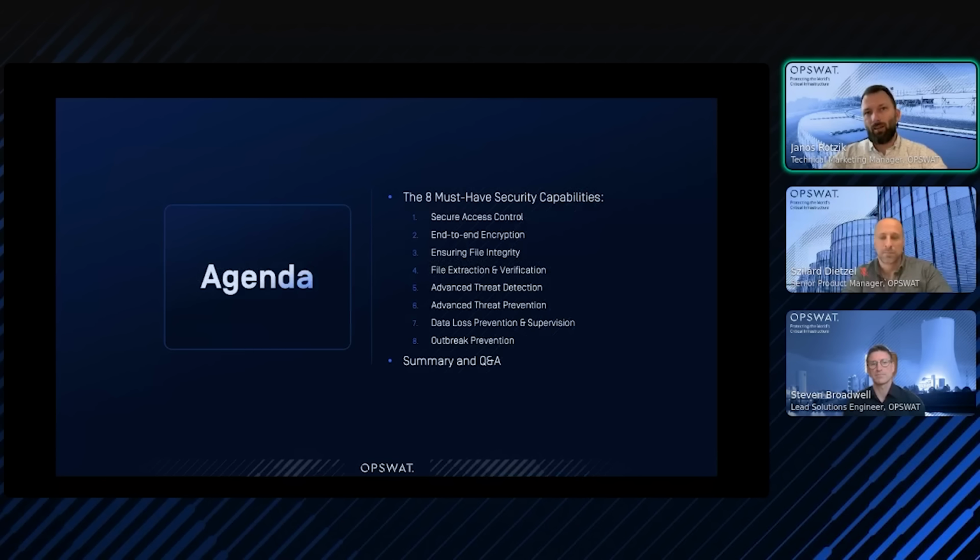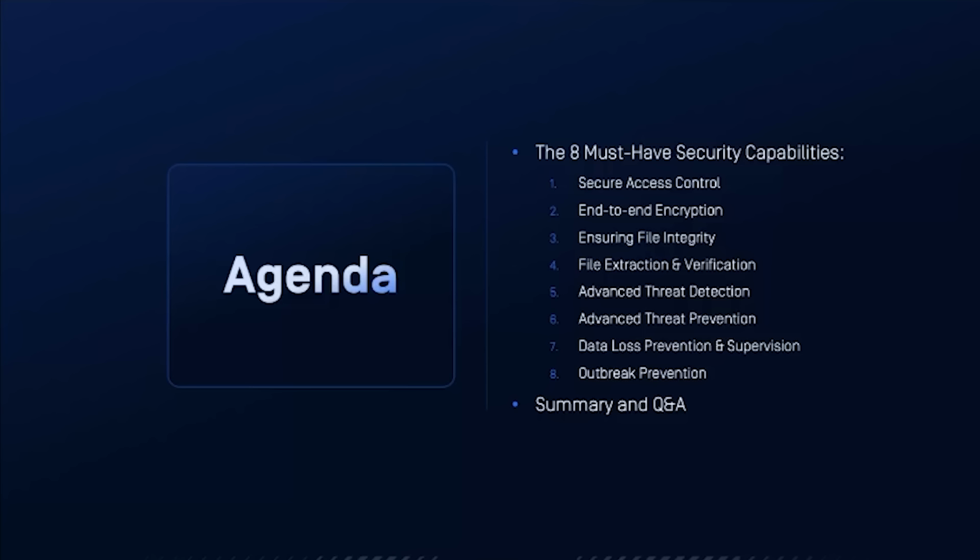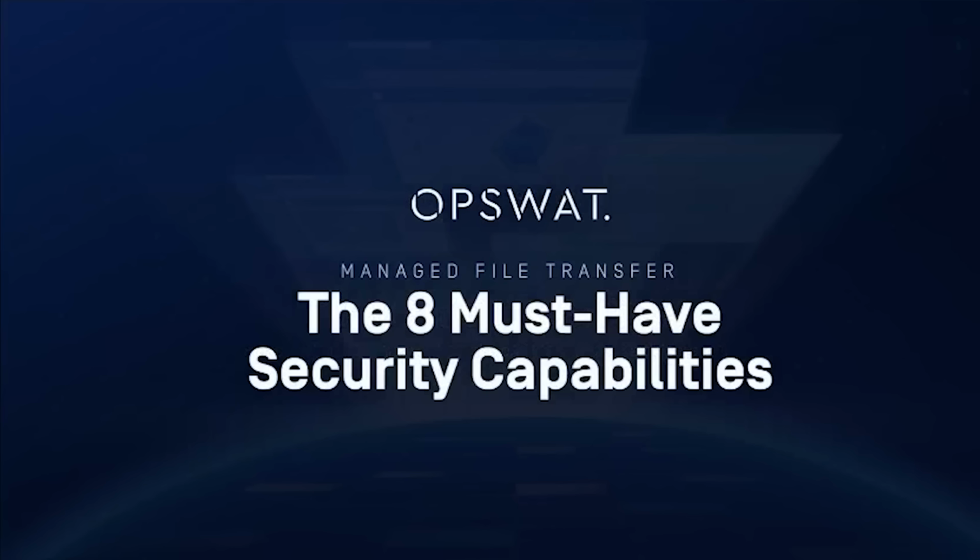Before we get started, let's quickly run through our agenda. We will visit the 8 must-have secure capabilities, including secure access control, end-to-end encryption, file integrity, file extraction and file type verification, advanced threat detection and prevention technologies, data loss prevention, supervisor approval workflows, and last but not least, outbreak prevention. Before we end our session, we will have a quick Q&A session and a summary.